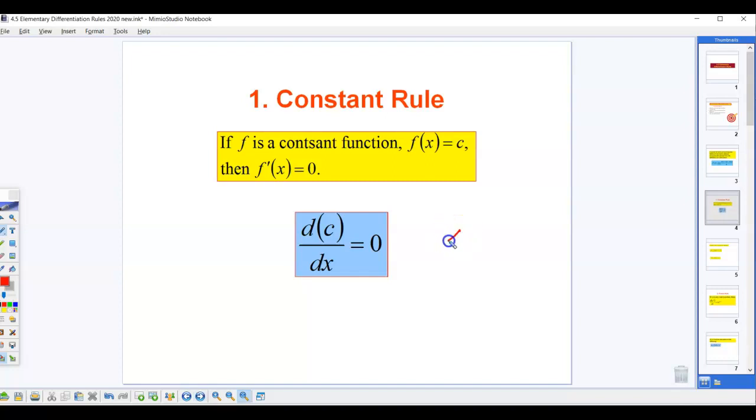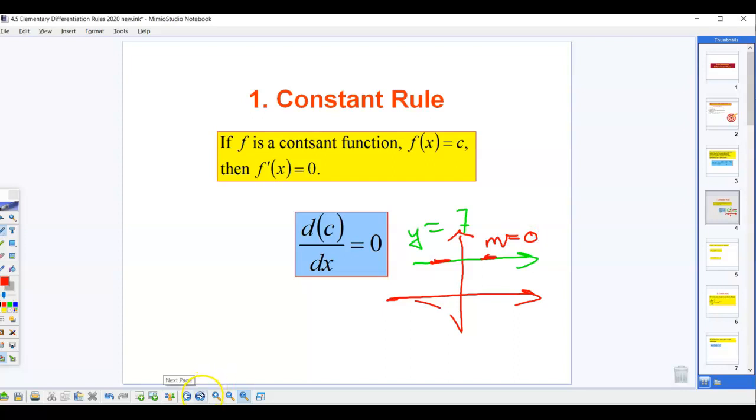And if we look at the graph of a constant, so if I was to draw the graph y equals 7, which is just a horizontal line, the derivative represents the slope of a tangent line. Well, if I was to take the slope of the tangent line anywhere on this horizontal line, the slope would be 0. So that is why the derivative of a constant is equal to 0.